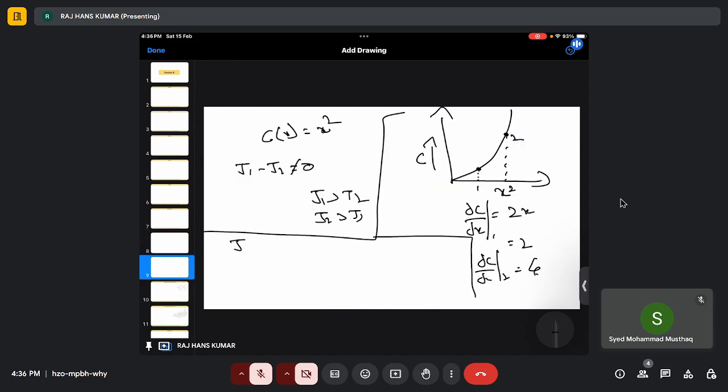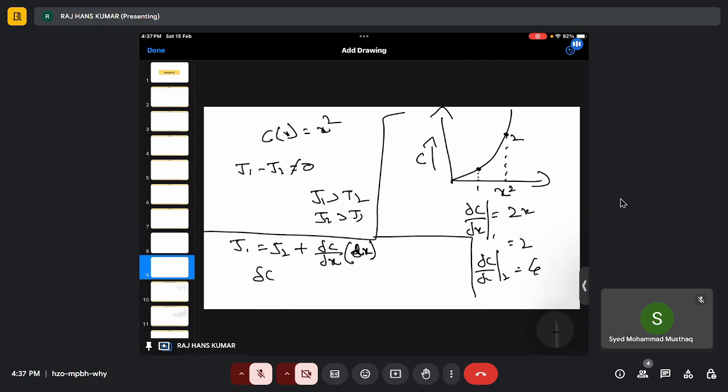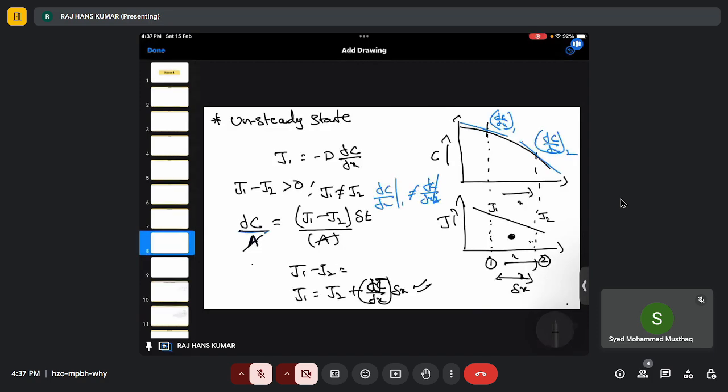Now, J1 equals J2 plus dou C upon dou X times del X, right? Now here I have dou C, or you can write it dou C, because we are writing it for unsteady state equation, right? So C is a function of both time and distance. So that's why dou C will be equal to, it will be dou J. I made a mistake. Yeah, it is dou J, not dou C, because everything is a function of flux, right?